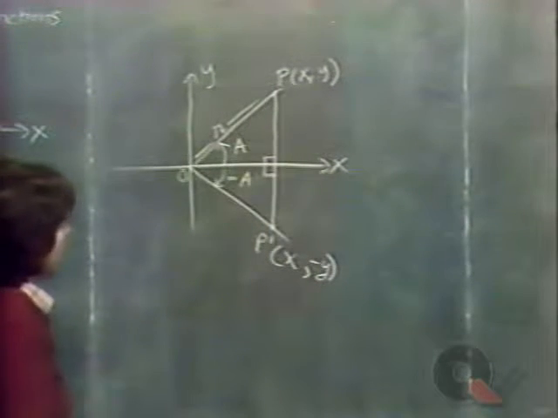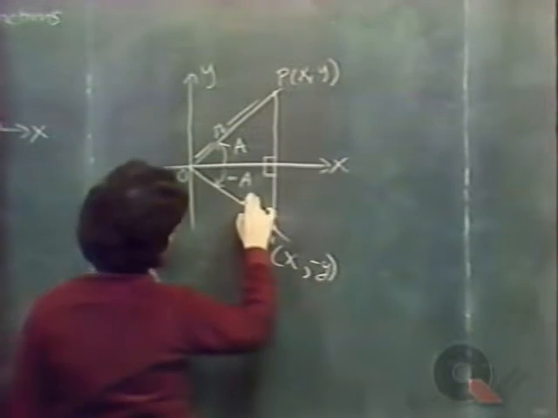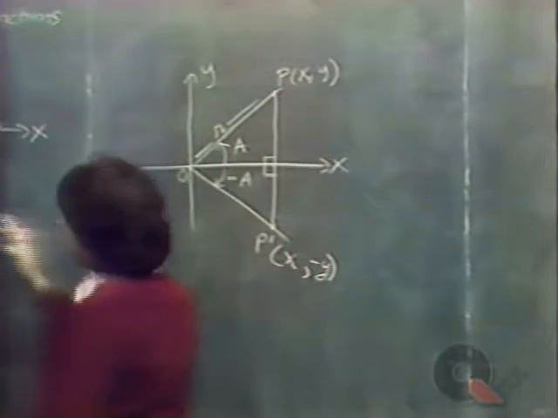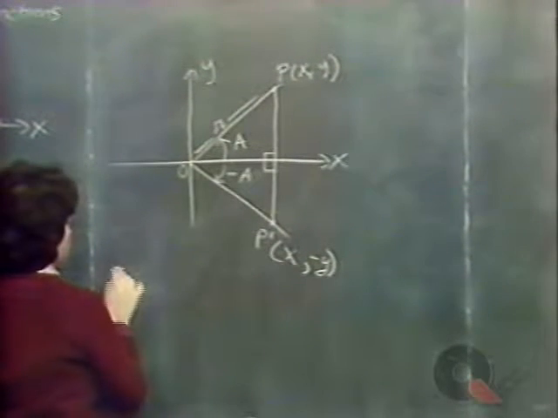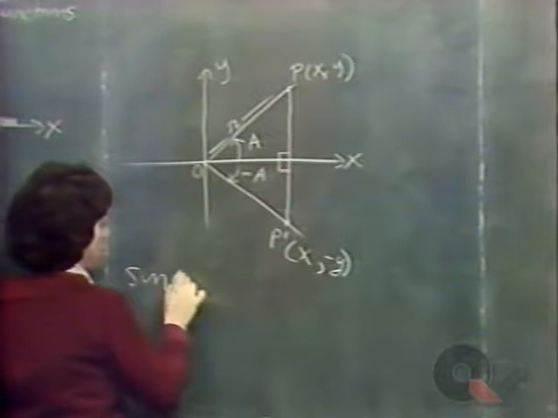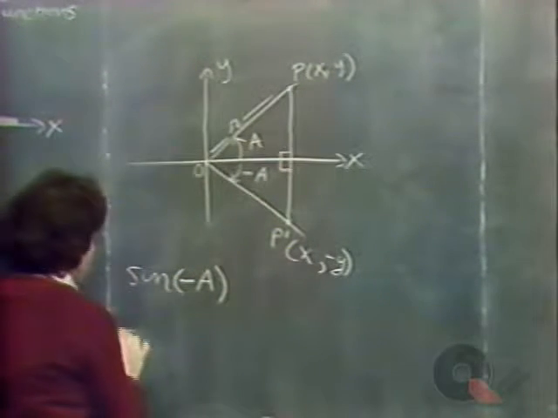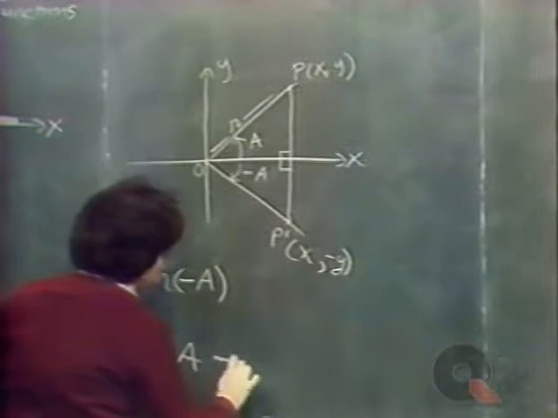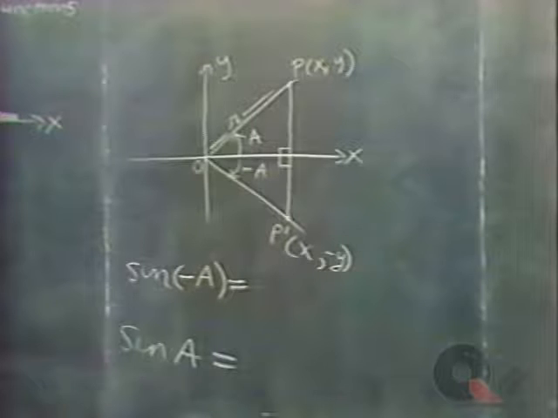Okay. Now, to develop relationships between angle A and the angle minus A, we will refer to our definitions of the trig functions. Let us look at the sine of minus A and the sine of angle A, and see if we can see some relationship between them.